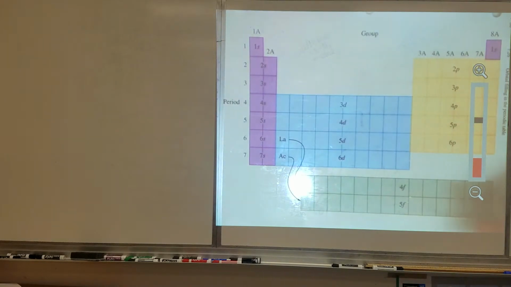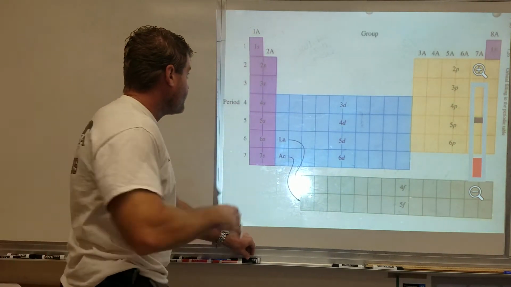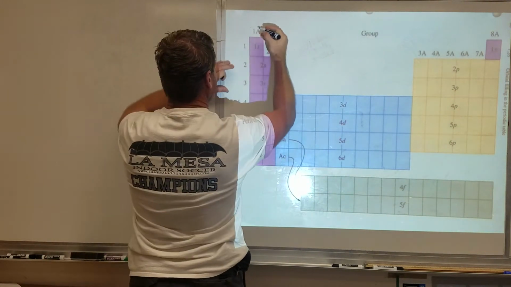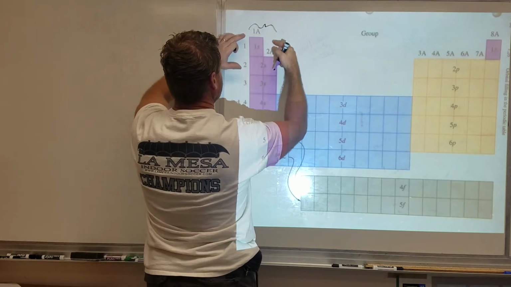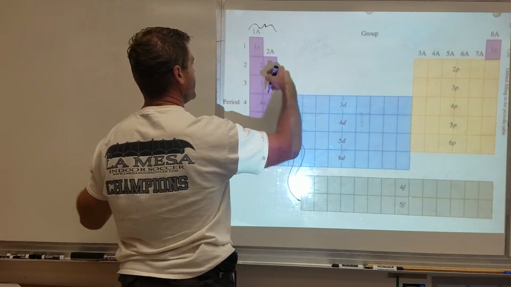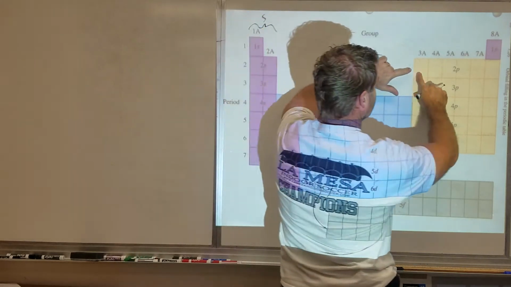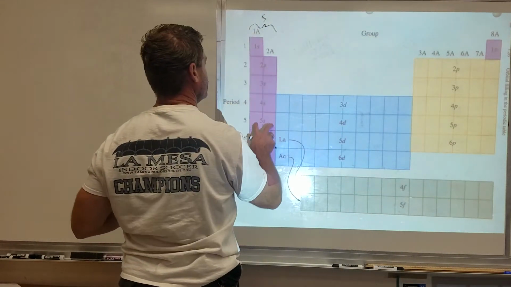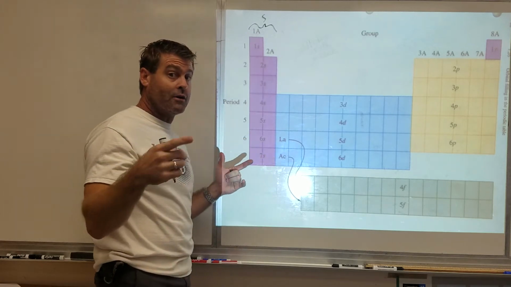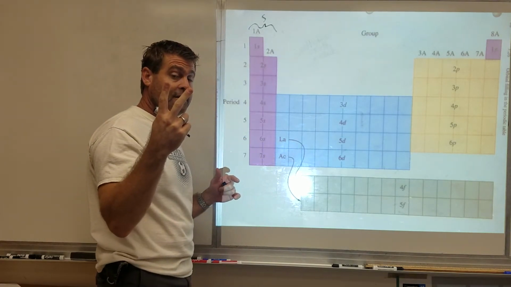You guys will see here, for example, the first two columns, we call it the S group because the outer electrons of those elements exist in s orbitals, so that's the S group. Now you'll notice that there's two columns, which kind of corresponds with the fact that only 2 electrons can fit in the s orbitals, right?